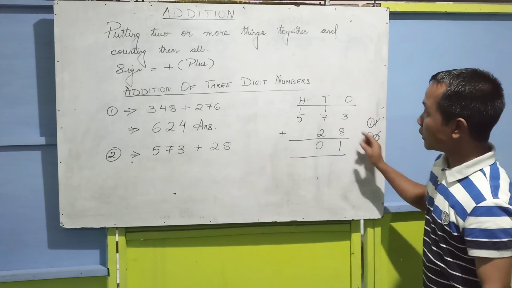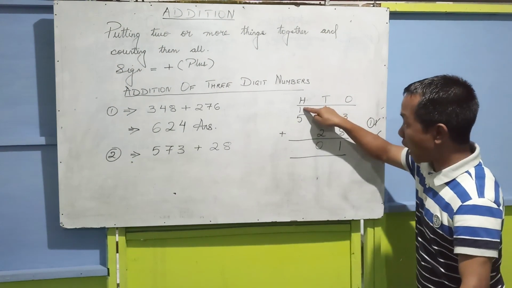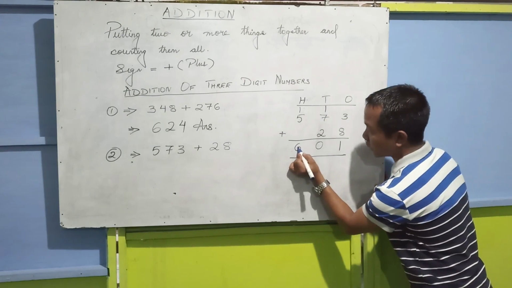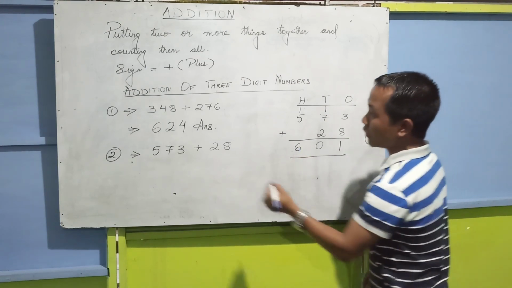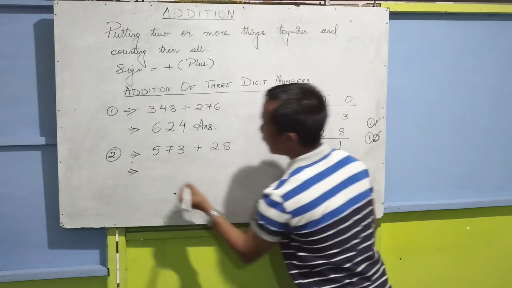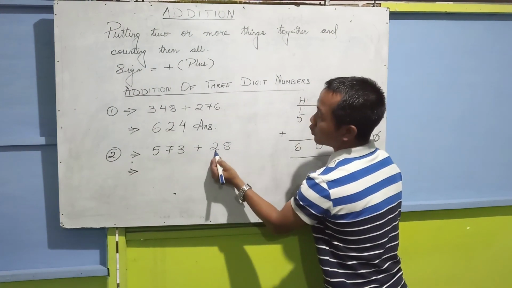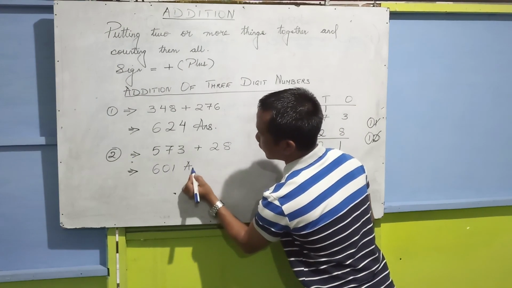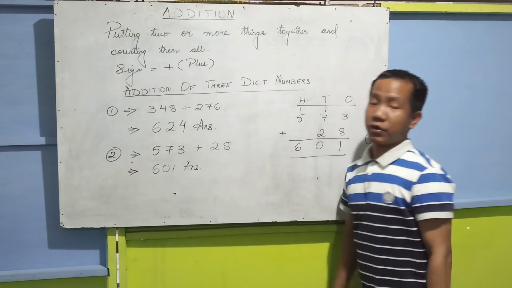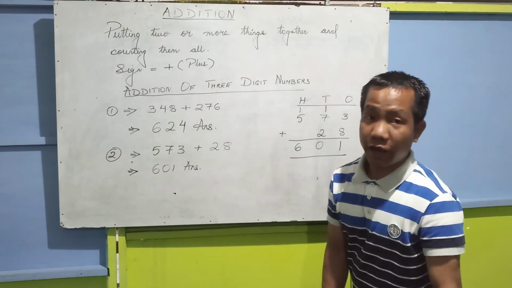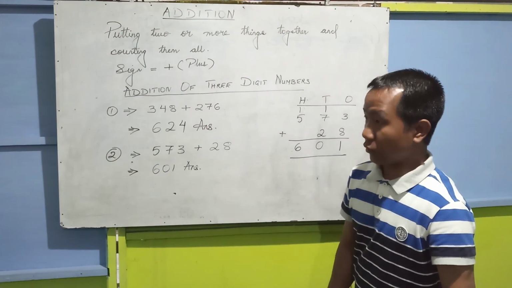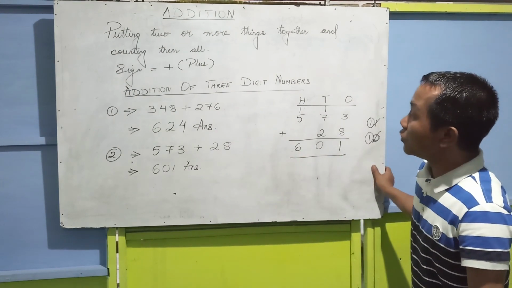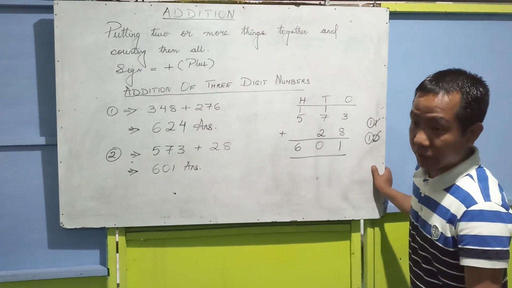Now, for the last one, the numbers we're going to plus are 1 and 5. 1 plus 5 is 6. Now, we got the answer. We can write our final answer here. 573 plus 28 is 601. This is our final answer. I hope you all understand how to do addition of 3-digit number. The rules are very simple, and I hope you can do other questions by yourself also.